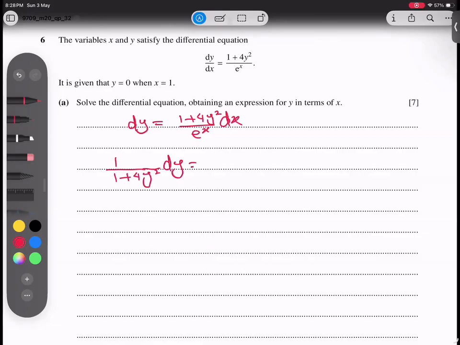And dy is equal to 1 over, or I bring it up, e to the power negative x dx. Now I'm integrating because separation is done. But look at it carefully now. So we have a problem in the denominator. What to do? Normally, I will just give an idea.